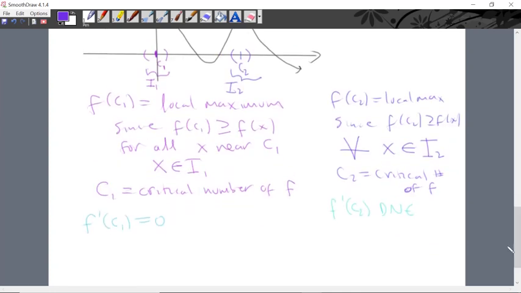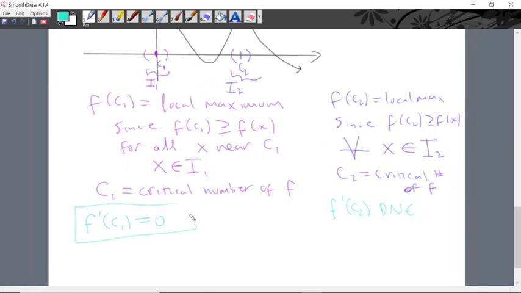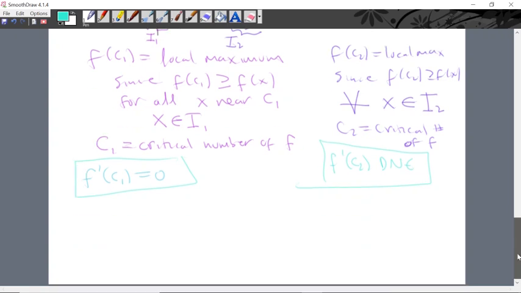So again, a critical number is defined as a value within the domain such that either the derivative is equal to 0 there, or the derivative does not exist there. Does that guarantee that they have to be maxima or minima? No, it does not. Before we take a look at minimums, or minima, consider if we had a function.